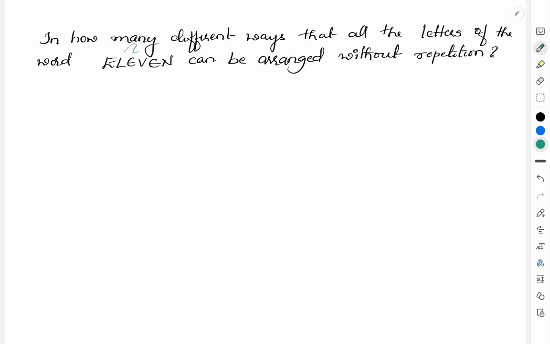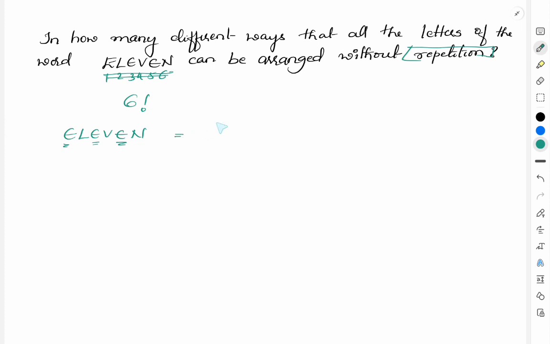And the next question is, in how many different ways can all the letters of the word 11 be arranged without repetition? If just asked the arrangements, you would have written the arrangements as 6 factorial. Now they have asked without repetition. So let me write the word 11. We have E, which is repeated 3 times. Now we need to find the different arrangements without repetition. So therefore it cannot just be 6 factorial.